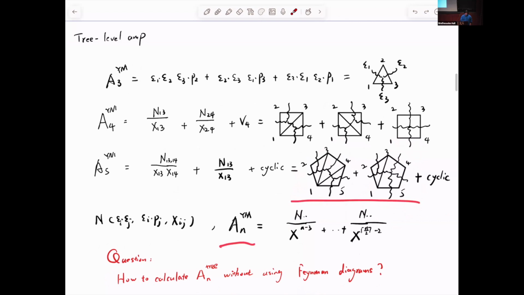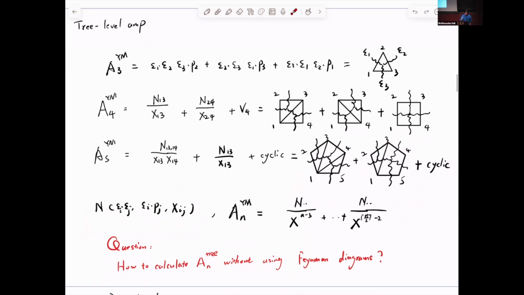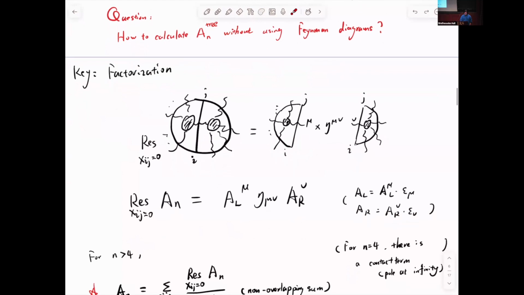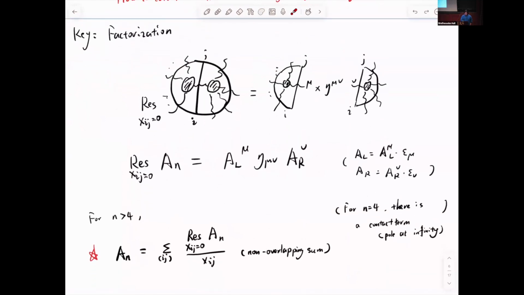So our tree-level amplitude is a rational function where all the poles are X_ij variables, and the numerator is a polynomial of epsilon dot p and X_ij. So the question is how to calculate those tree-level amplitudes without using Feynman diagrams. The key point here is what we call factorization. The picture is that once you take the pole at X_ij equals zero, the amplitude factorizes into left-hand and right-hand sub-amplitudes.